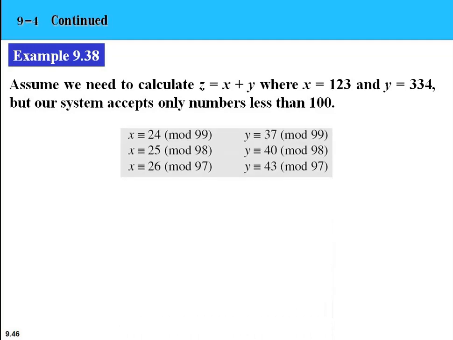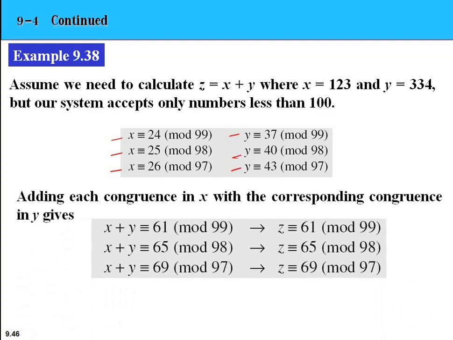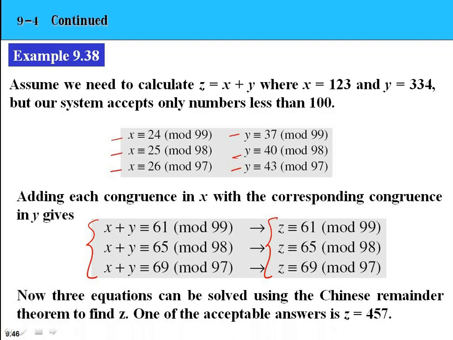So what we can do is split these into congruences: x is congruent to 24 mod 99, 25 mod 98, and 26 mod 97. Similarly, we can split y as 37 mod 99, 41 mod 98, and 43 mod 97. Now we can add up these congruences to find x plus y, and instead of x plus y we can write it in terms of a single variable z. Finally, we can calculate the value of z using the Chinese remainder theorem, and we find z equal to 457. It means that x plus y is equal to 457.